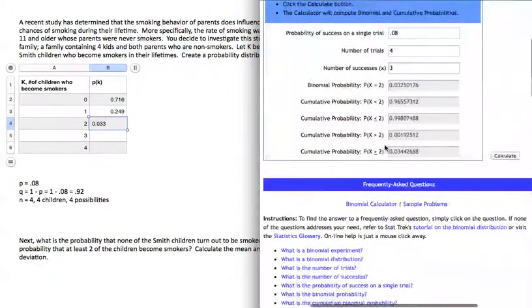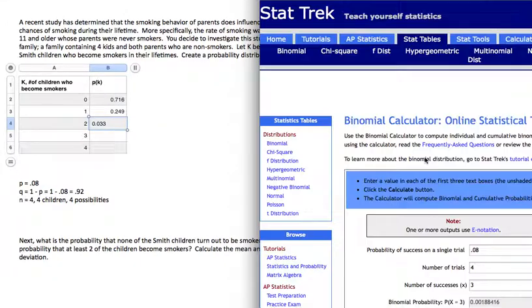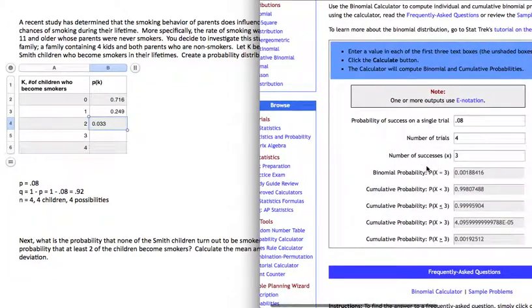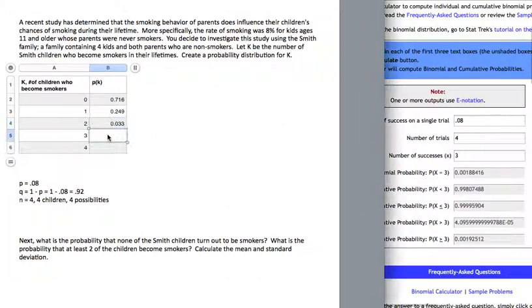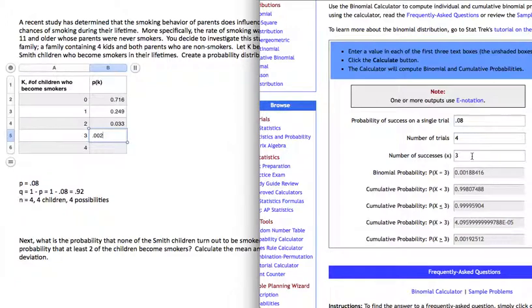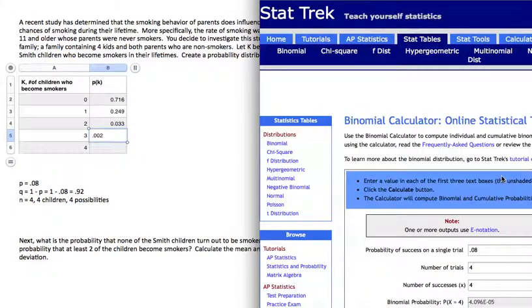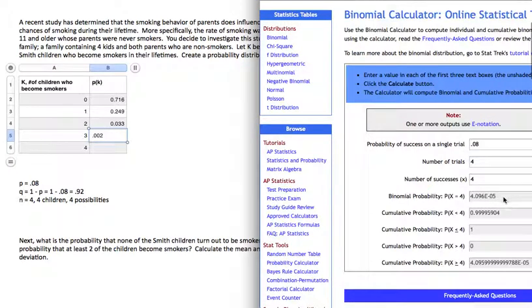This isn't too bad. I don't mind putting all these in because we only have 5, 0, 1, 2, 3, 4 that we're doing. The probability that exactly 3 is 0.00. We're going to round that up to 2. And then finally, what's the probability that all 4 are smokers? It's going to be a very small number here.